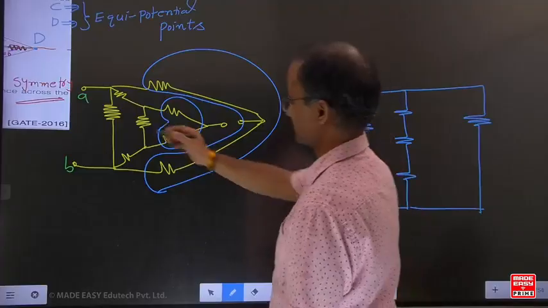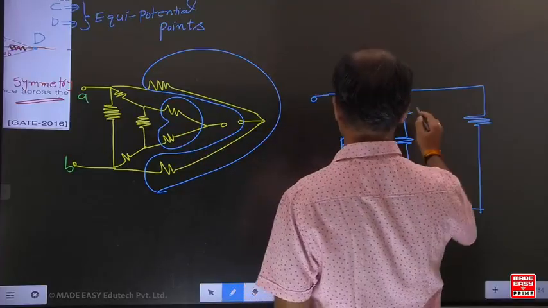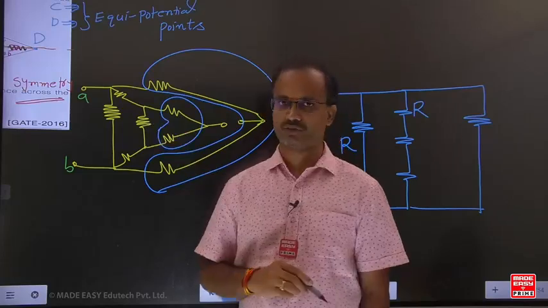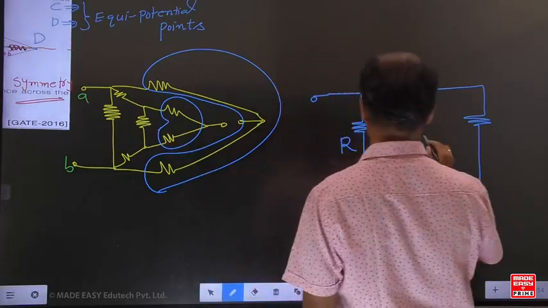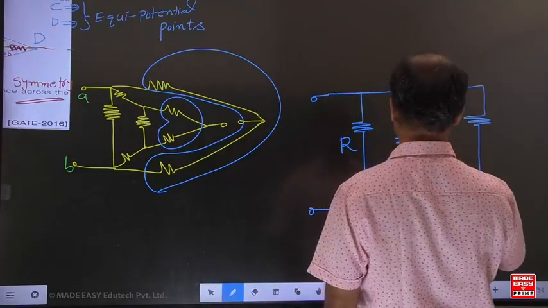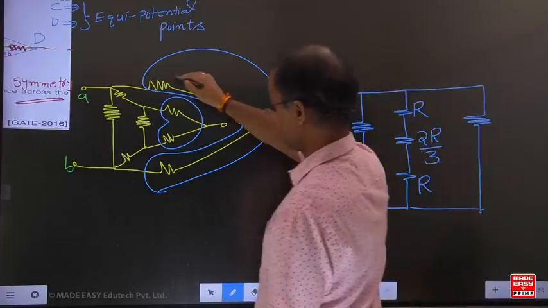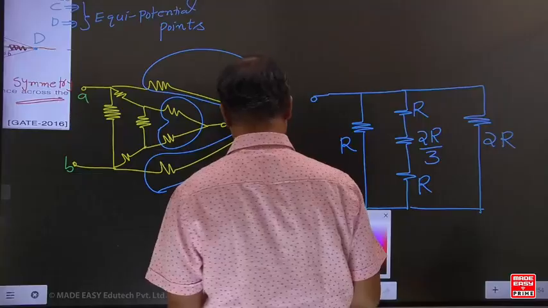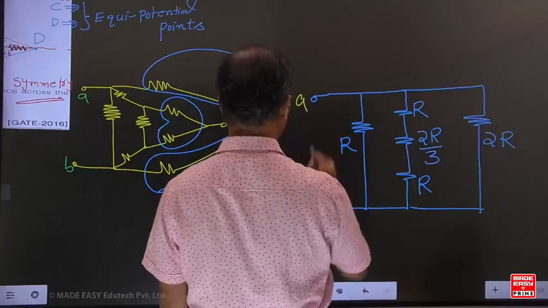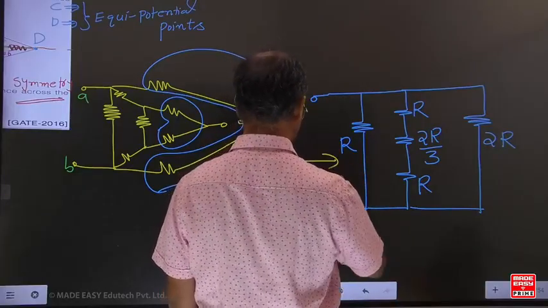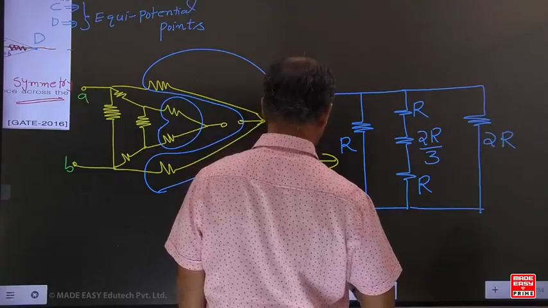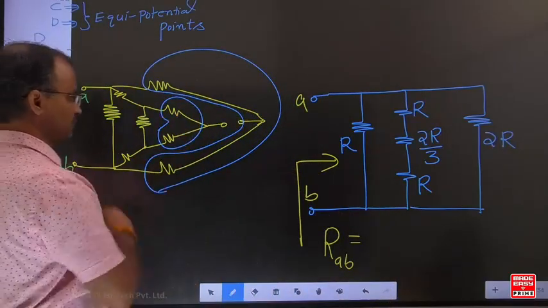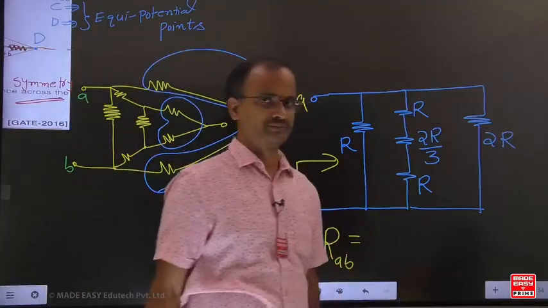इधर कितना है इधर R. देखिए, R and R both are in series, 2R. How are the 2R and R connected? Parallel. 2R and R both are in parallel. What will it reduce to? 2R by 3. Again, how are this R and R connected? Series, 2R. Can you find out the equivalent resistance? Okay, 2R and R both are in parallel. What will it reduce to? 2R by 3.